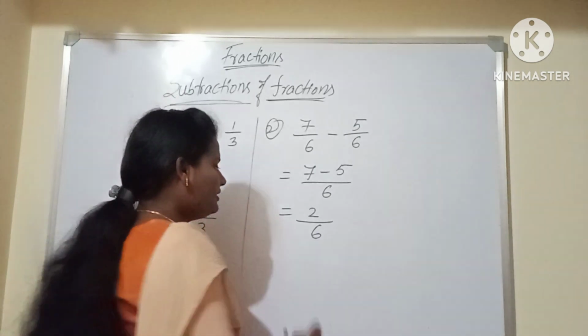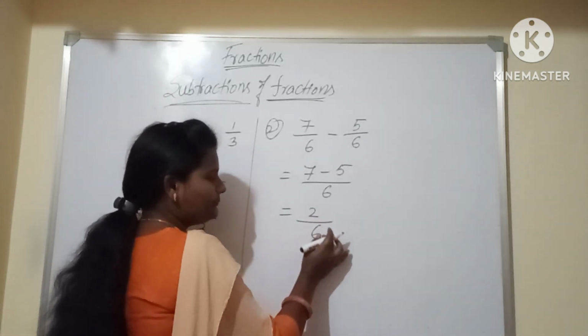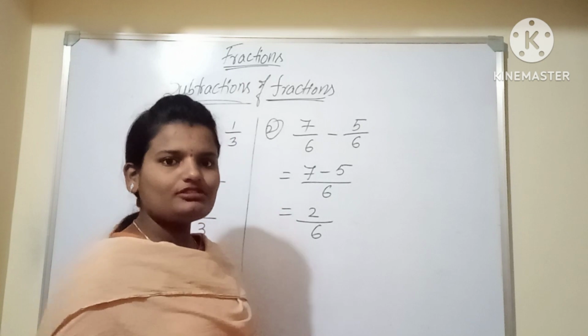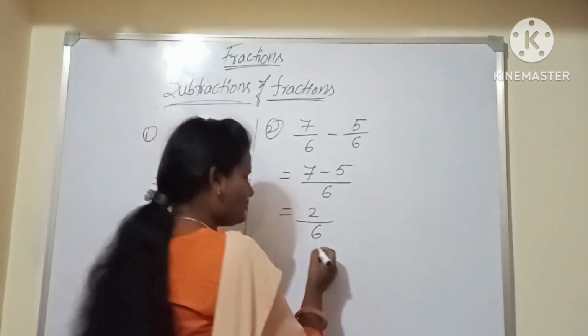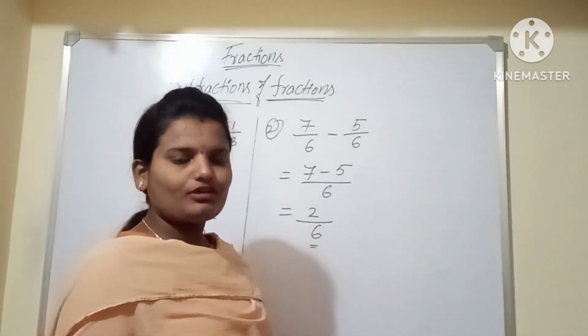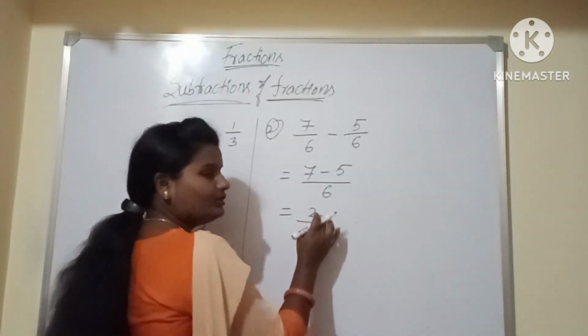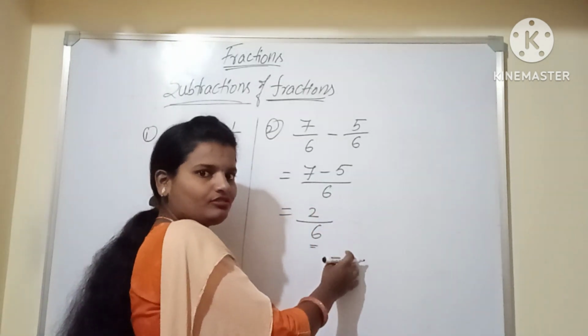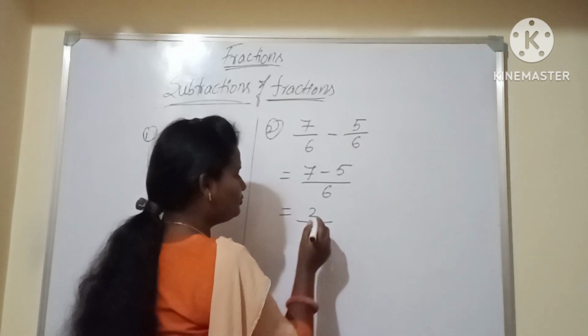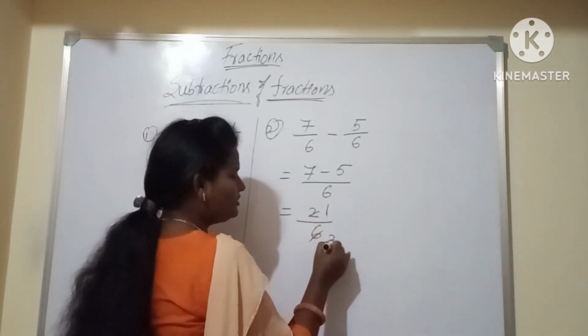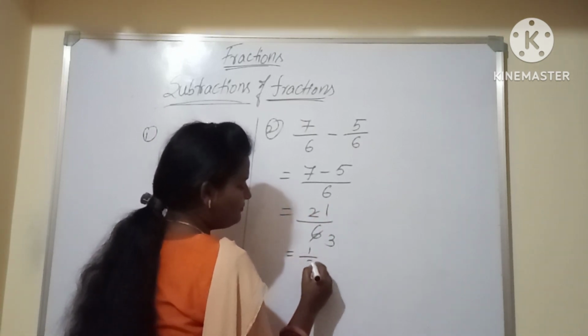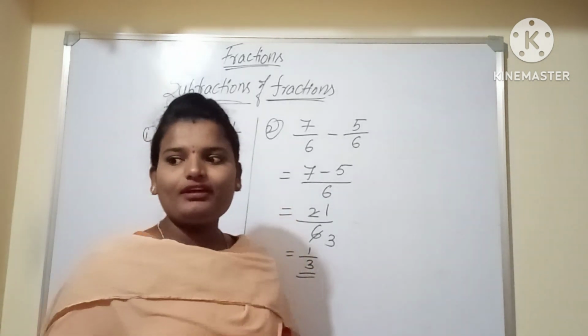Here if you observe, both the numbers we can simplify. Both will go with the same table. We can stop here also. But if you want to simplify, both numerator and denominator go with the same table. What is the table? 2. 2 ones, 2 threes. So after simplifying, what will we get? 1 by 3 we will get.